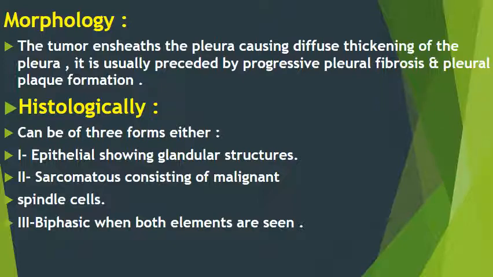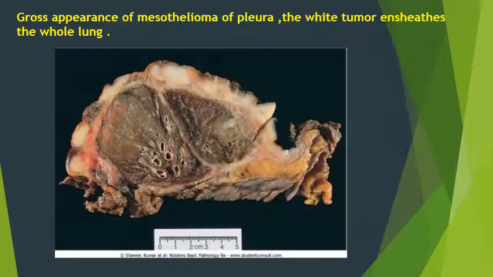Histologically, there are three forms: either epithelial, which shows glandular structure, or sarcomatous, which consists of malignant spindle cells, or a tumor composed of both elements, epithelial and sarcomatous. This is the tumor, and this is the lung, and this is the tumor, thickening and ensheathing the whole lung, as if surrounding it. This is a malignant mesothelioma.